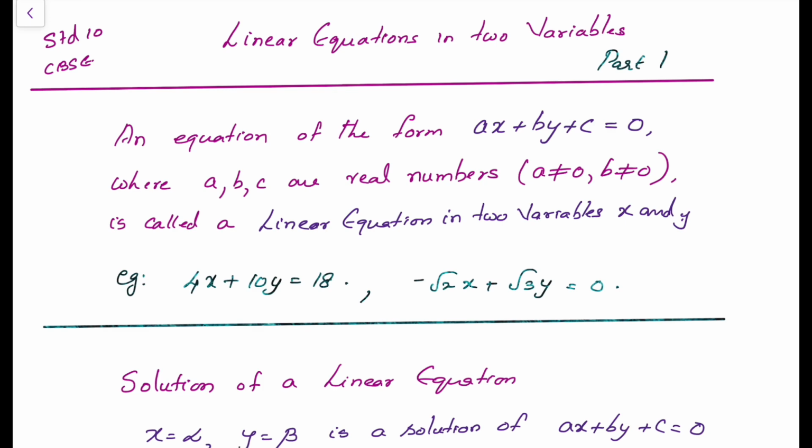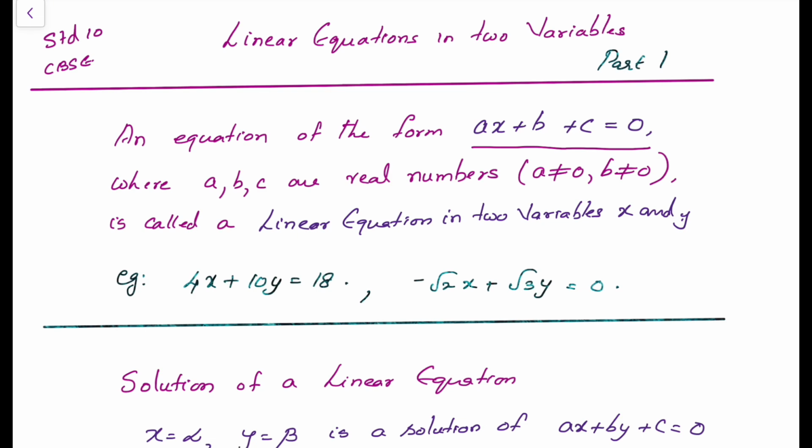Now the chapter that we are going to start with is linear equations in two variables for standard 10. This is the first part. So it's a continuation of the linear equation which you have learned in standard 9. So you know the equation of a line is of the form ax plus by plus c is equal to 0.